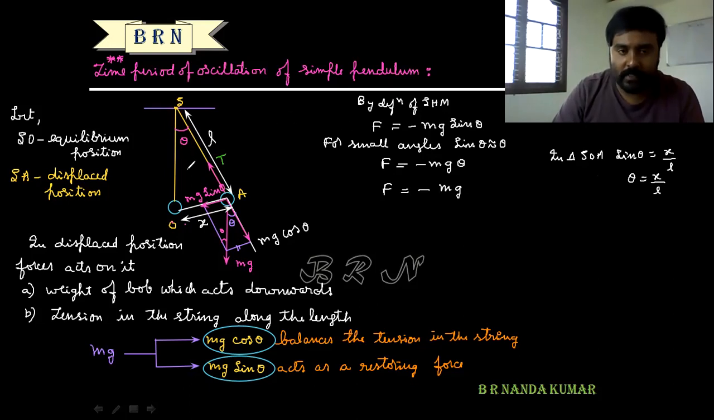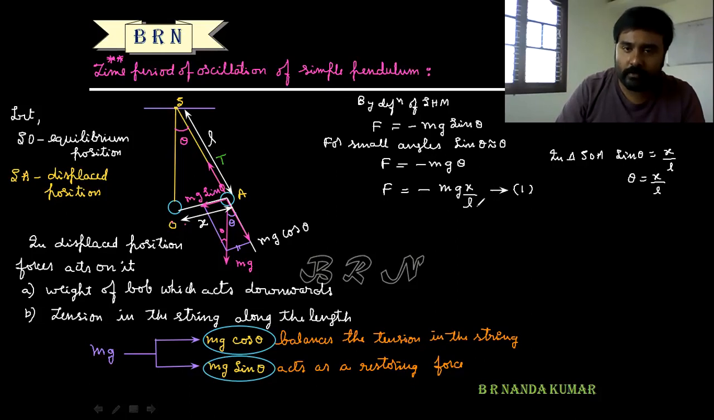Actually, angular displacement is the length of the arc divided by the radius. So the length of the arc is x, and the radius is L. If theta is very, very small, the arc is almost linear, straight. So theta is x by L. Call this equation number 1.